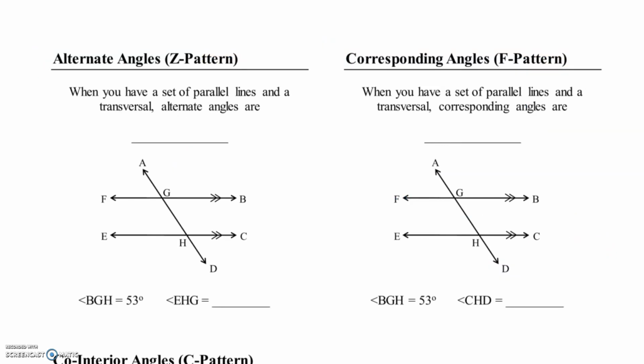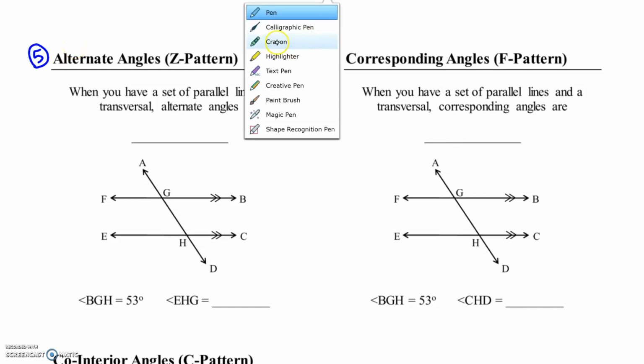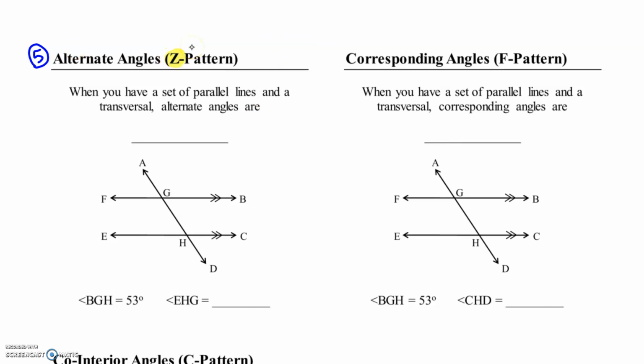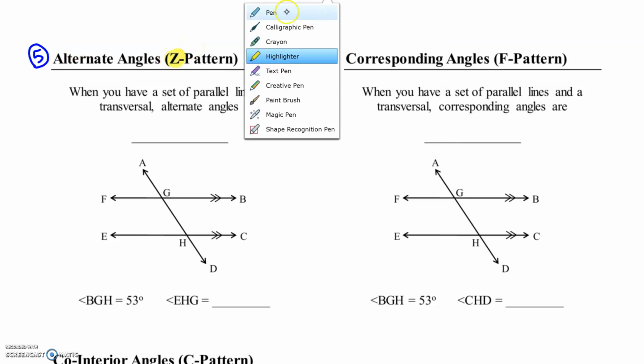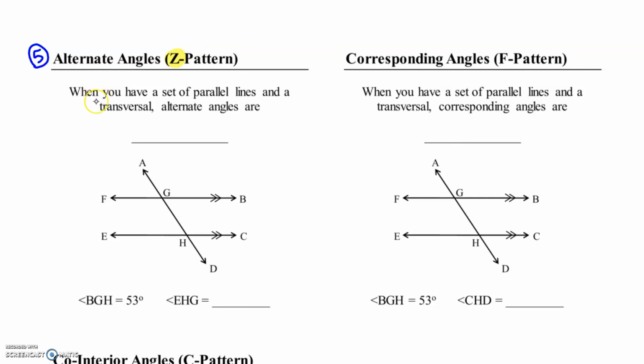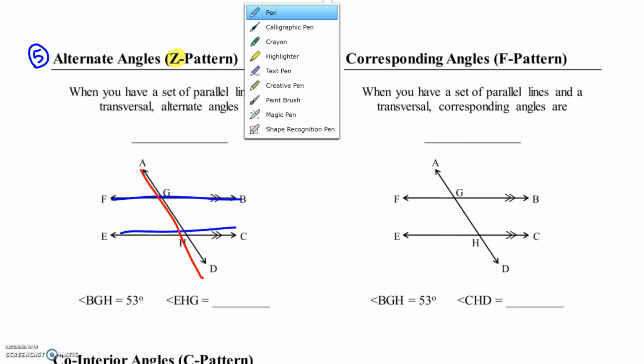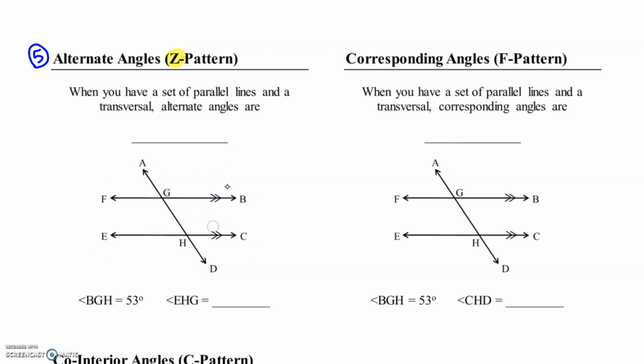All right, we got now our parallel line theorems. So again, I'm assuming you've seen these before. So this is our fifth theorem that we're reviewing today, and it's alternate angles. And another way that you'll see alternate angles said is by Z pattern, and it's because we form a Z. Let's just first look at the definition. When you have a set of parallel lines and a transversal, so here's the parallel lines, here's the transversal. So when you have that, alternate angles are equal. So let's take a look at what alternate angles are.